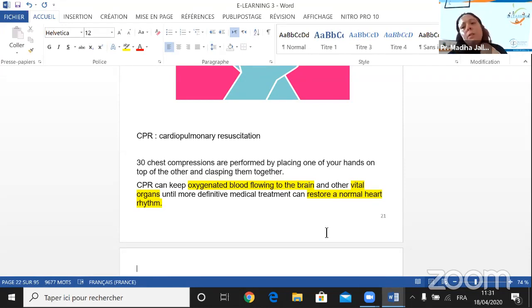Restore. Can you use another verb for restore? Restore the normal heart rhythm. Another verb to replace restore. You can use regain, to regain, or to bring back, to bring it back. Okay. Nice.